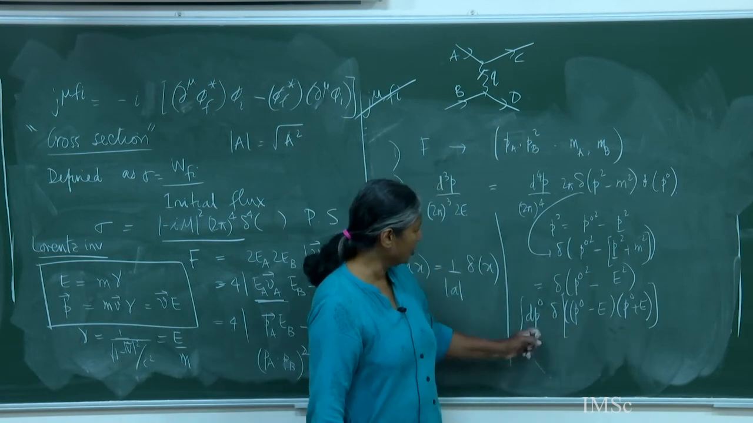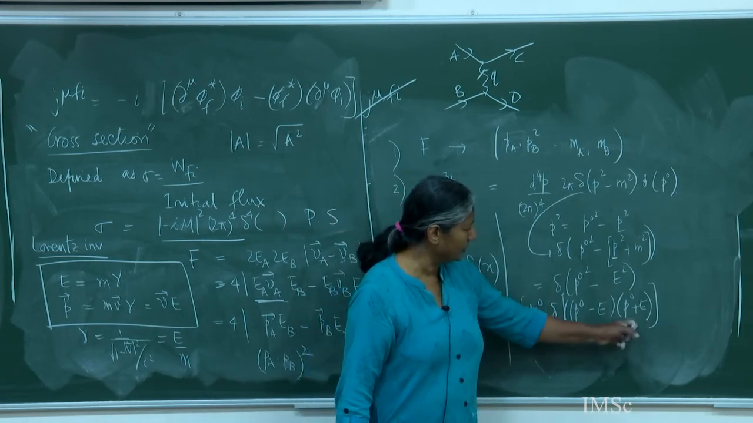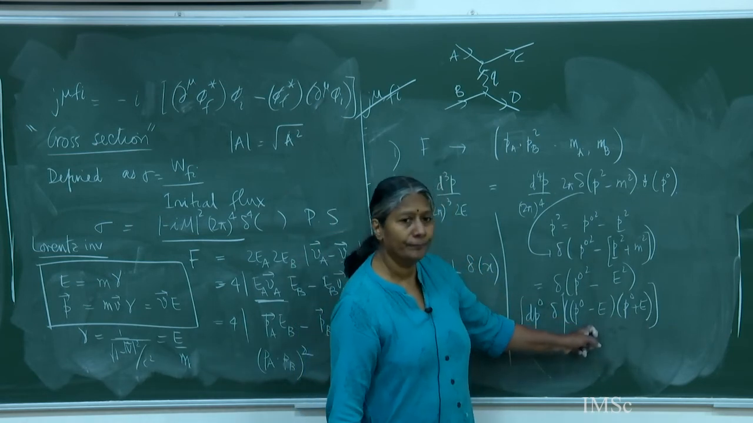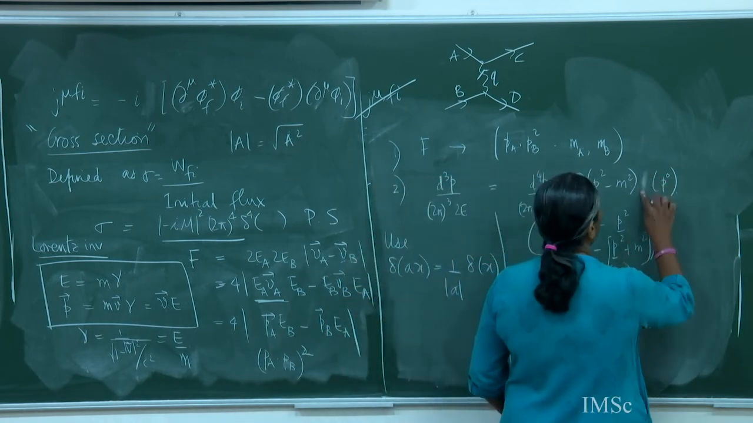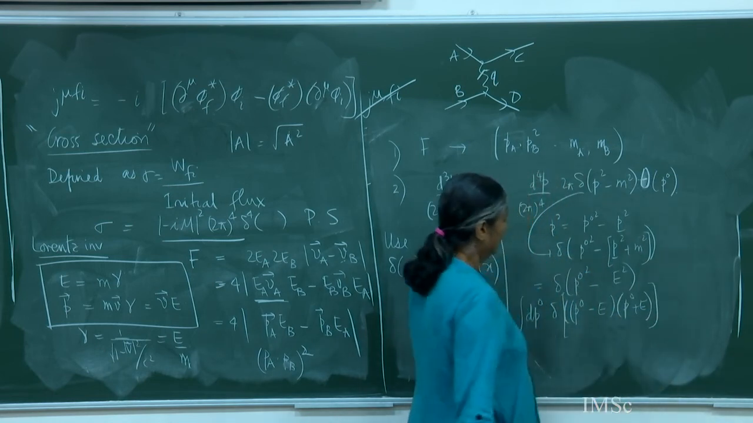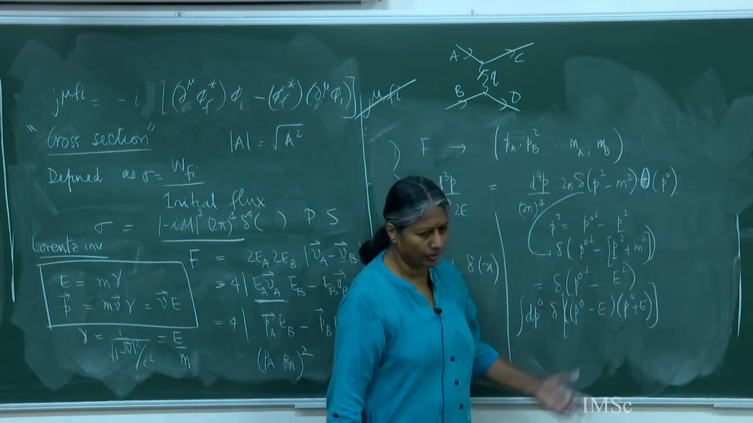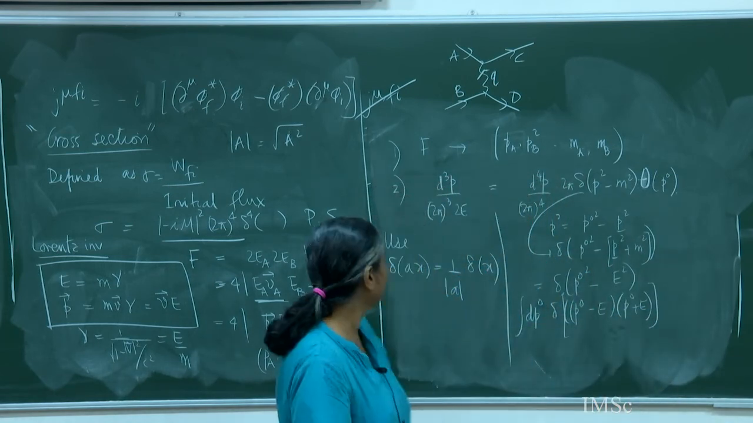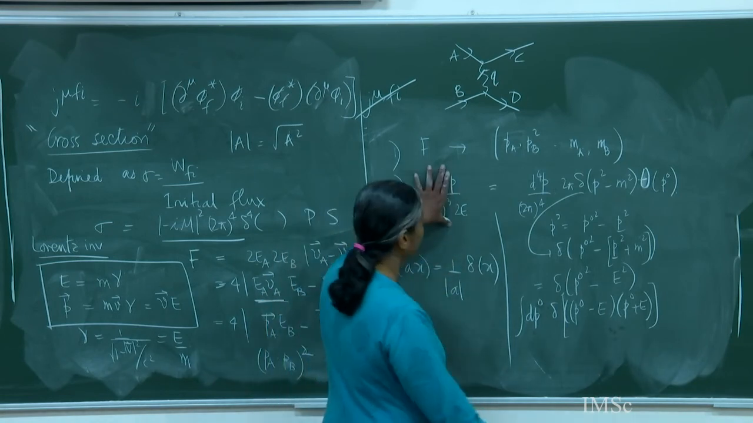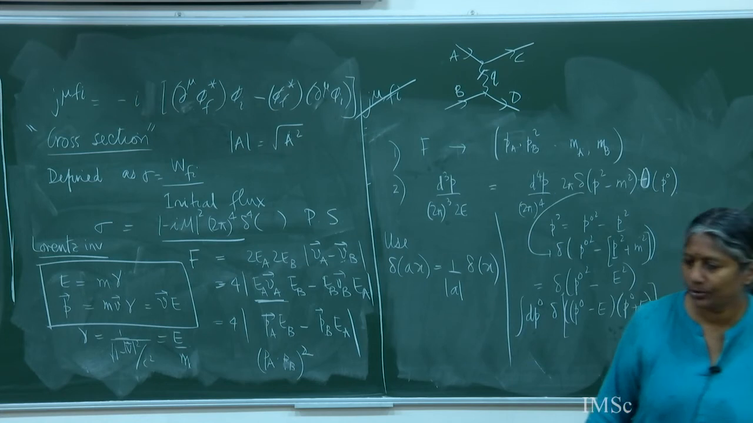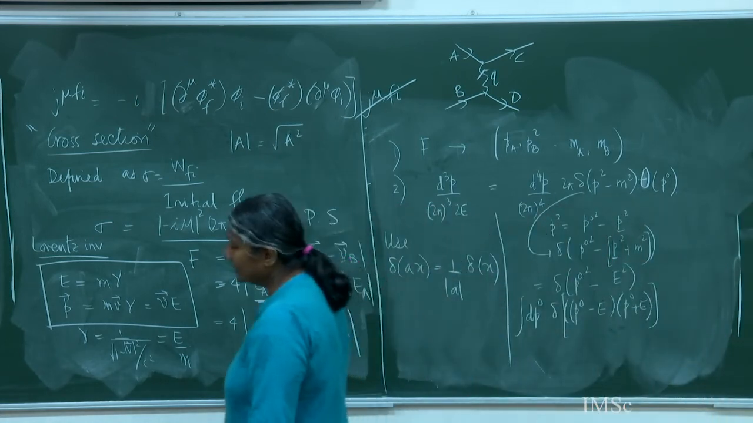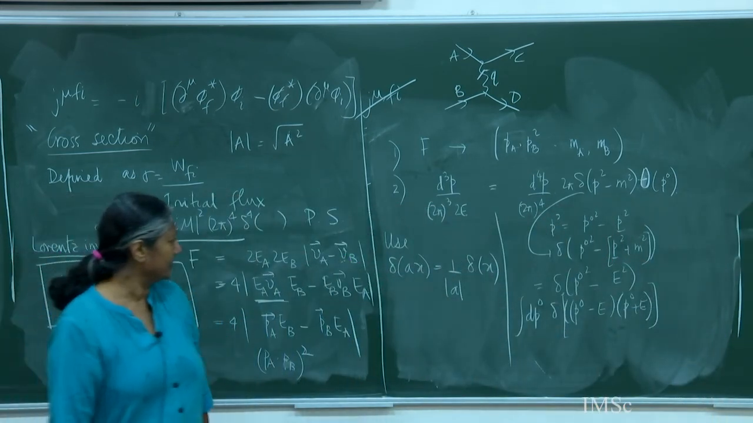So when you close the contour P naught from minus infinity to infinity, you can see that only one of them will be satisfied, and I put a theta function of P naught over here. So you can see that both the terms won't contribute, only one will contribute, and that will give you exactly this term on the left hand side, and this right hand side is manifestly invariant. So you can see every term is manifestly invariant, your cross section is manifestly invariant quantity.